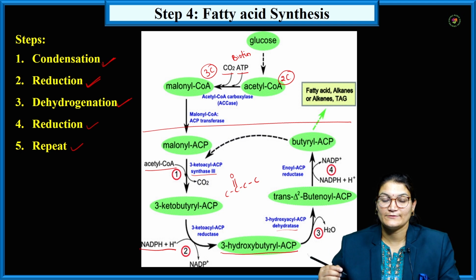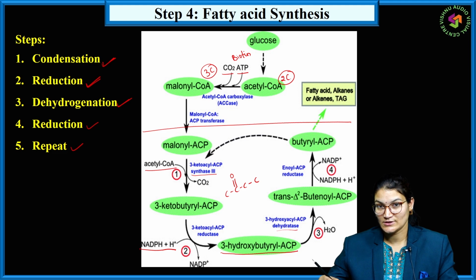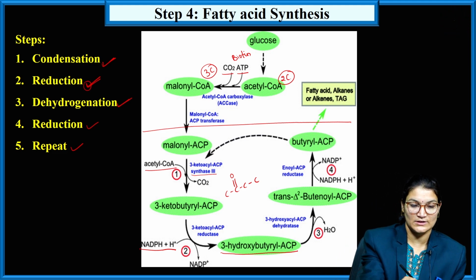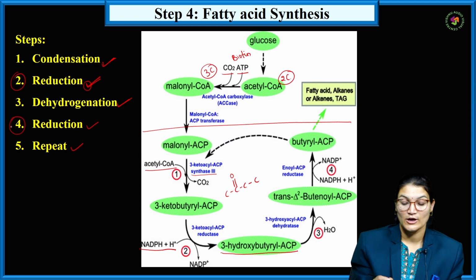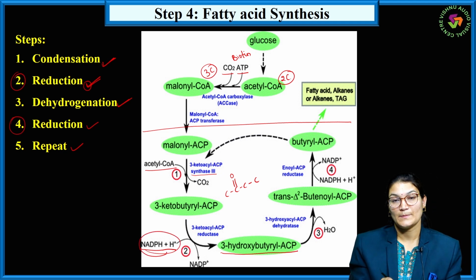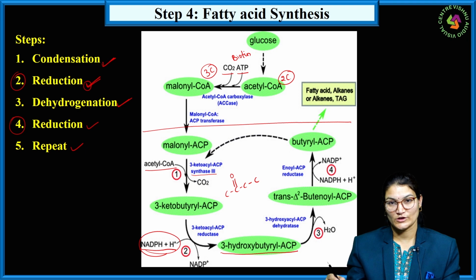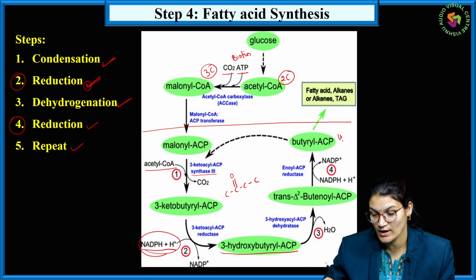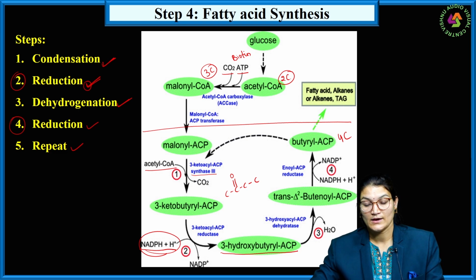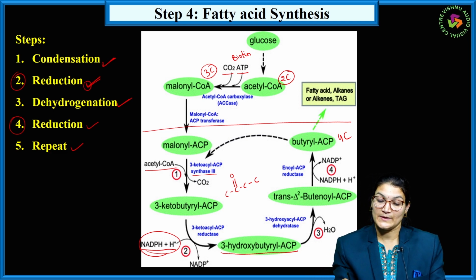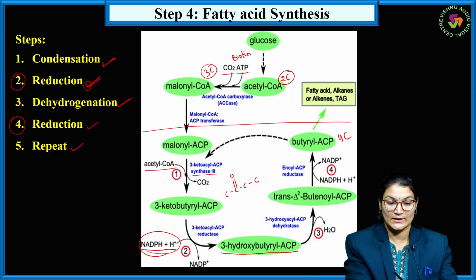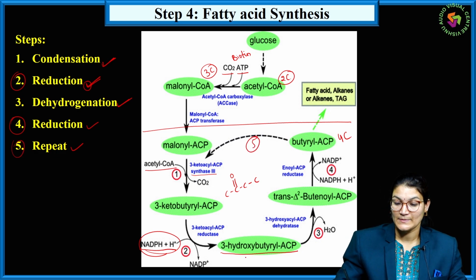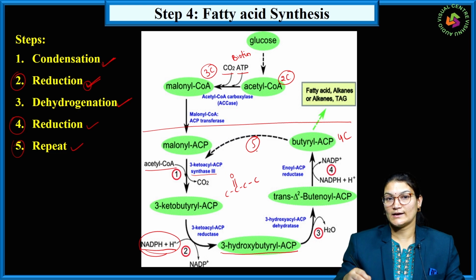And the fourth and final step is the reduction step. As you can see, both of these reduction steps, second and fourth, utilize NADPH plus H plus for the conversion. In this reduction, you can see the final product is 4-carbon butyryl ACP, and this 4-carbon butyryl ACP is again involved. This is a cycle repetition. You can see this is the fifth step, the repetition step. This happens until you get the final end product.